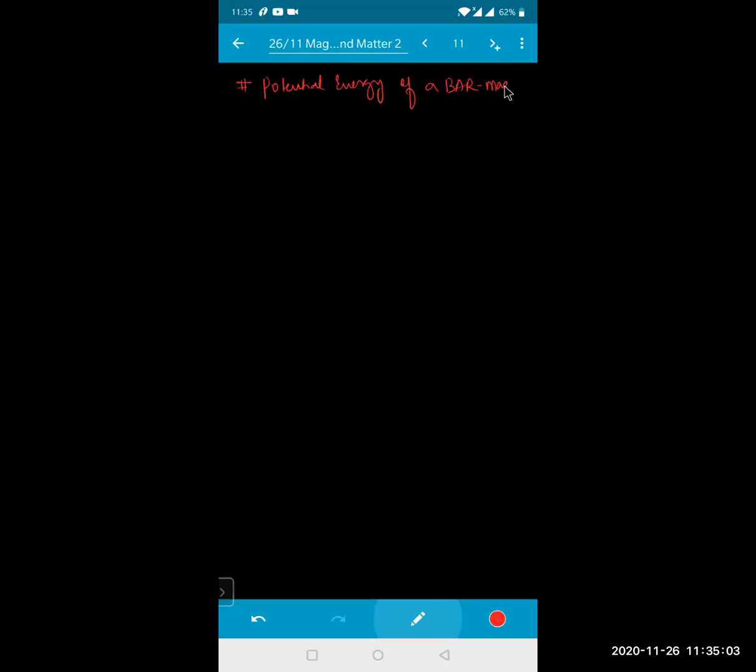Potential energy of a bar magnet, or we can say magnetic dipole, in a uniform magnetic field. Okay na? So potential energy of a bar magnet in a uniform magnetic field.